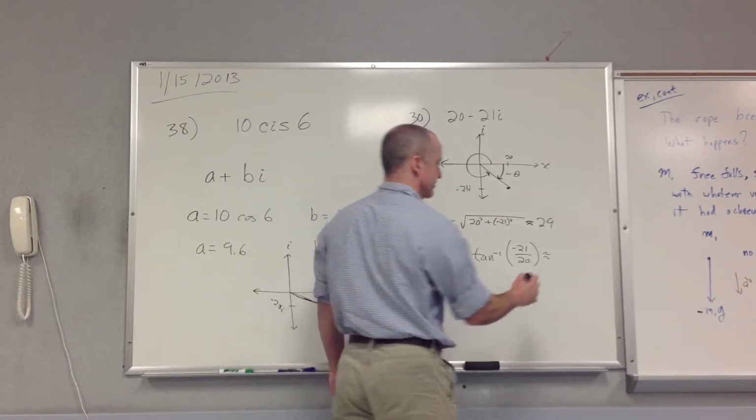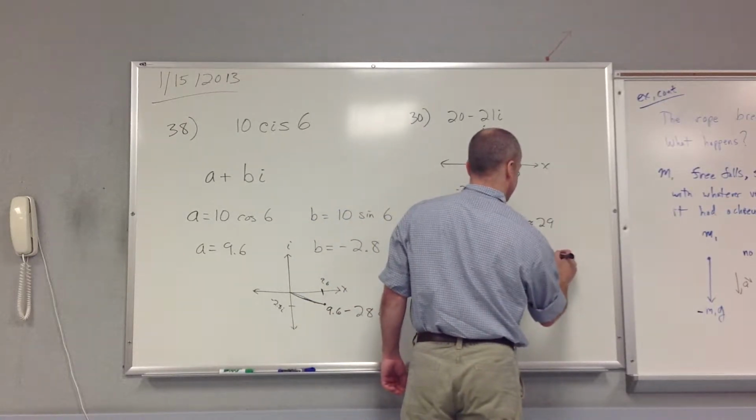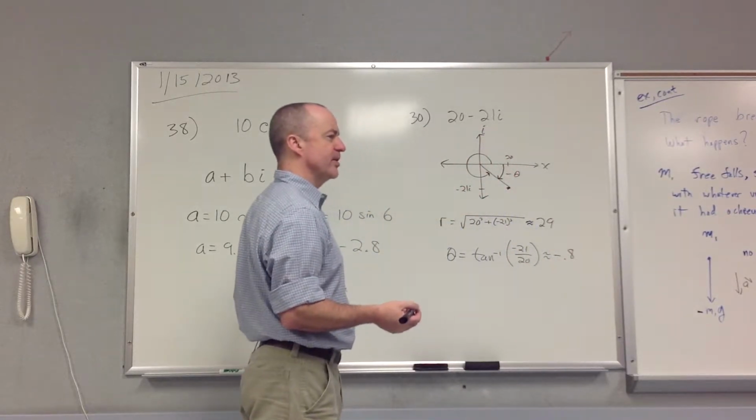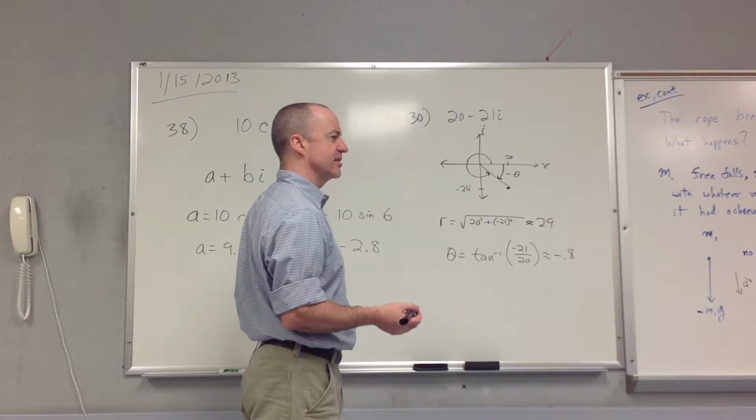Negative 0.8. You're still in radians, huh? Nothing wrong with that. Oh, did your book have, is that what the answer in the back of the book was? Like 2 pi minus 0.8?